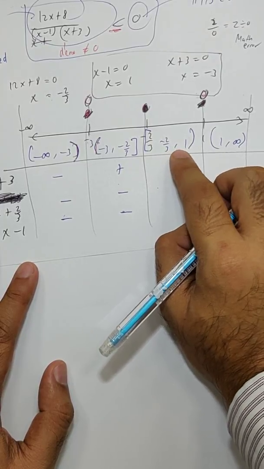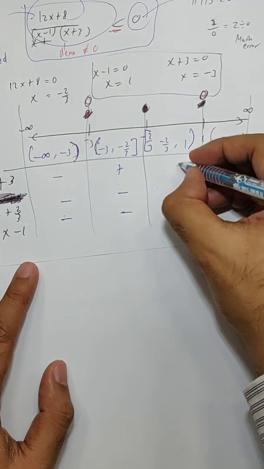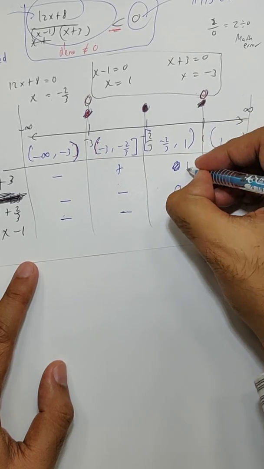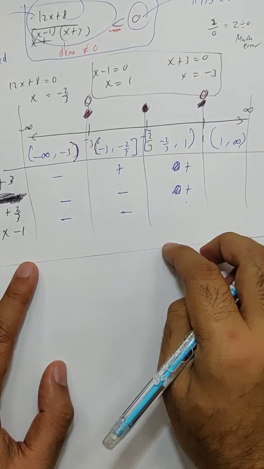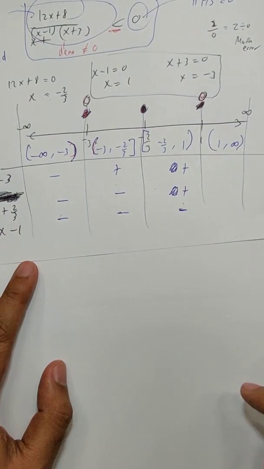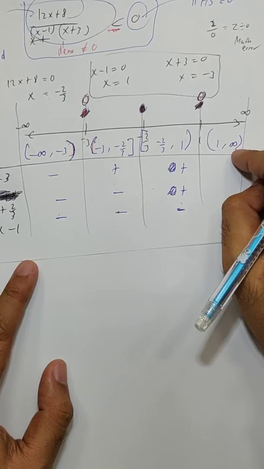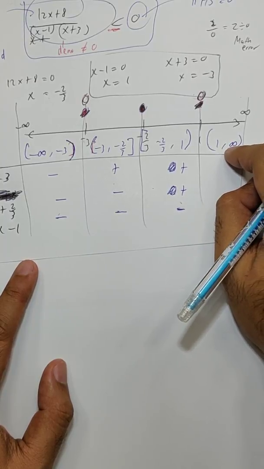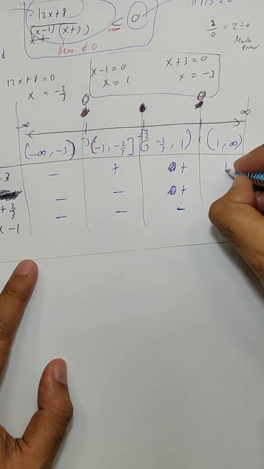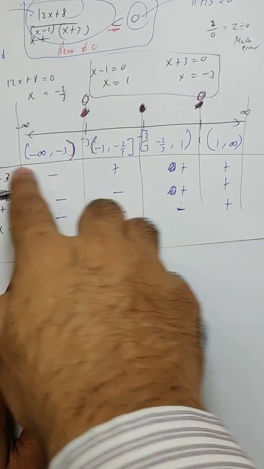Choose one number in between. 0. Positive, positive, oops. What about here? Choose one number. 2, 5. 5 is okay. I like 5. Positive, positive, positive. So now we got a need.